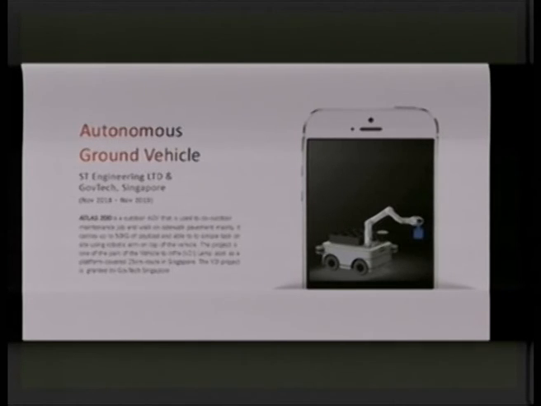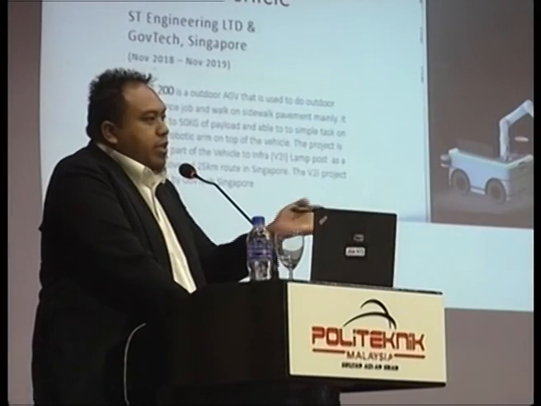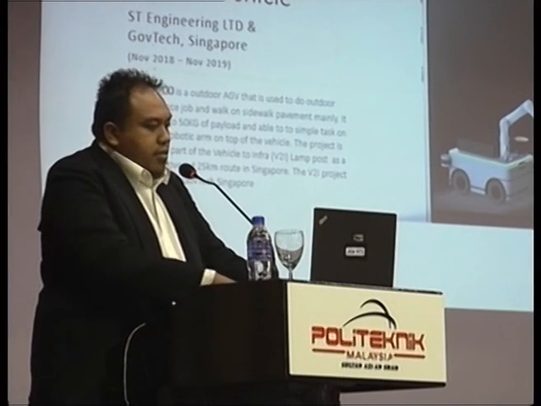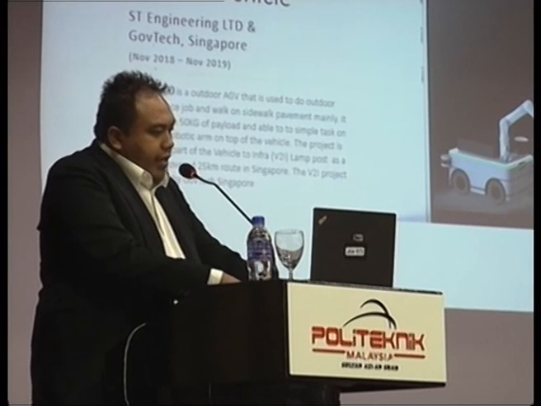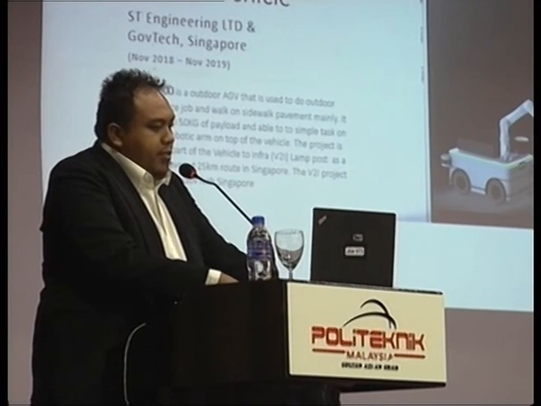So we have a robot arm on top of the vehicle. The usage is when somebody reports some infrastructure that is not working, for example, lampu rosak, lampu tak menyala. So just make the report, and the government will send a robot there to fix the things. So this is our current project that will end at the end of this year.